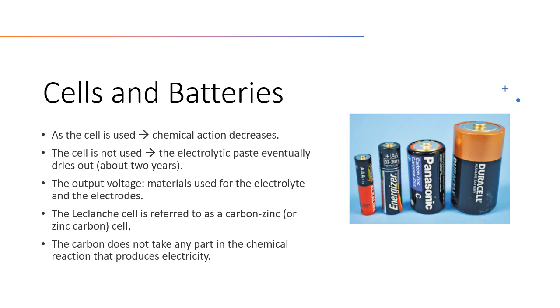The output voltage of this type of cell is determined entirely by the materials used for the electrolyte and the electrodes. The AAA cell, AA cell, C cell, and D cell, as in figure, are all constructed of the same materials and therefore produce the same voltage. It should be noted that although the Leclanche cell is frequently referred to as a carbon-zinc, or zinc-carbon, cell, the carbon does not take any part in the chemical reaction that produces electricity.